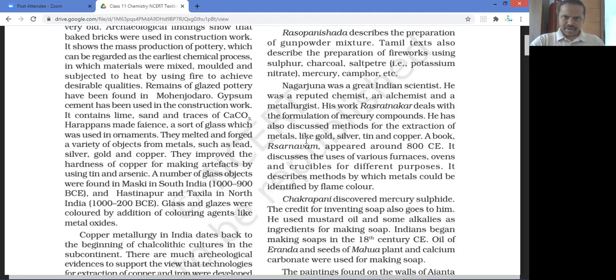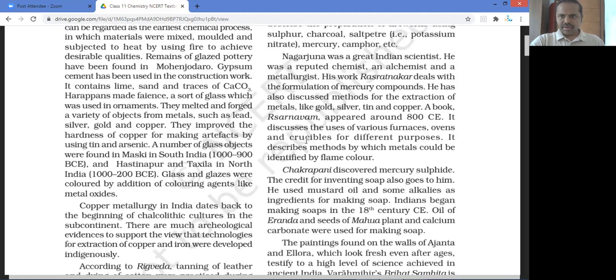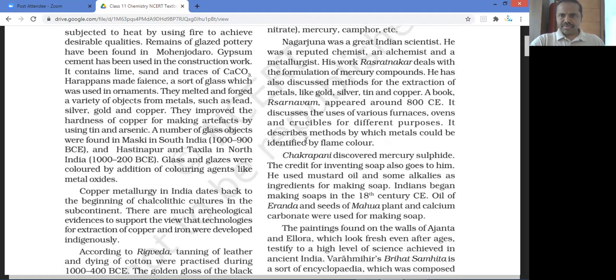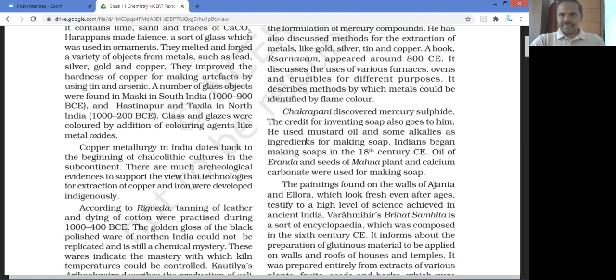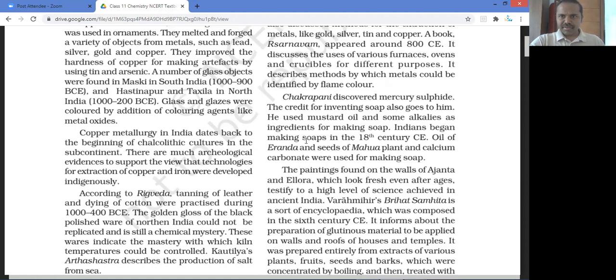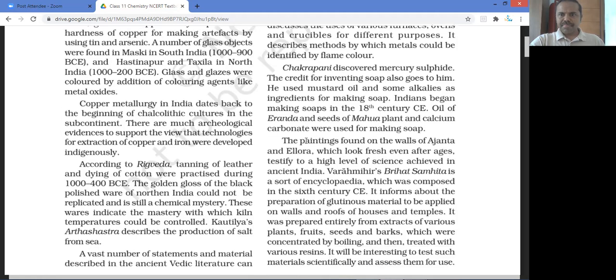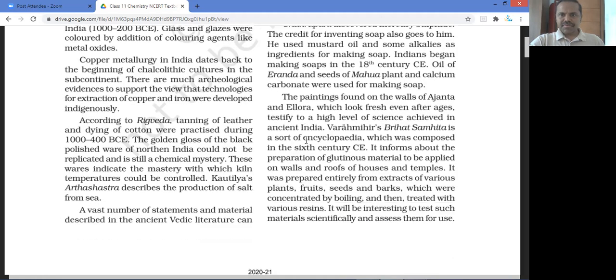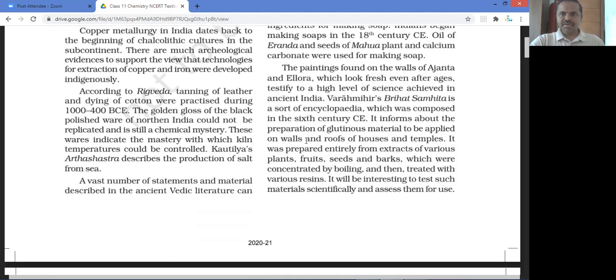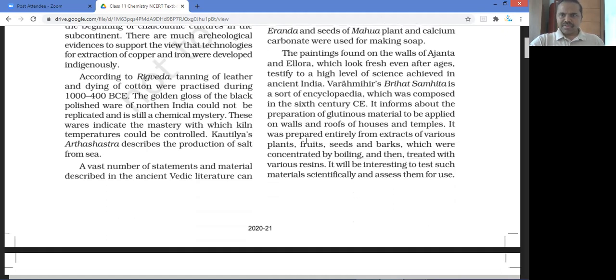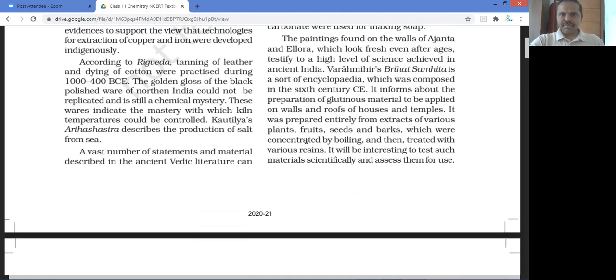Rasarnavam appeared around 800 CE. It discusses the uses of various furnaces, ovens, crucibles. Chakrapani discovered mercury sulfide. I think the discovery related could be a one mark question kind of thing. Paintings that stayed fresh even after ages were achieved in ancient India, composed entirely from extracts of various plants, fruits, seeds, and barks, which are concentrated by boiling and then treated with various resins.